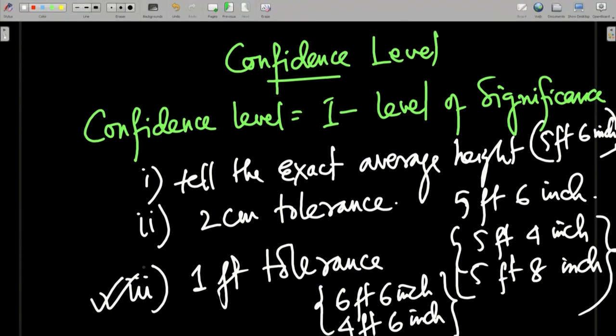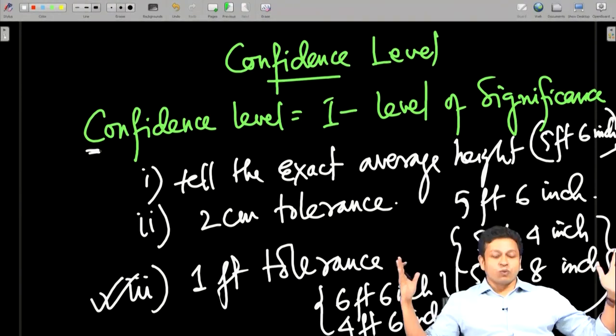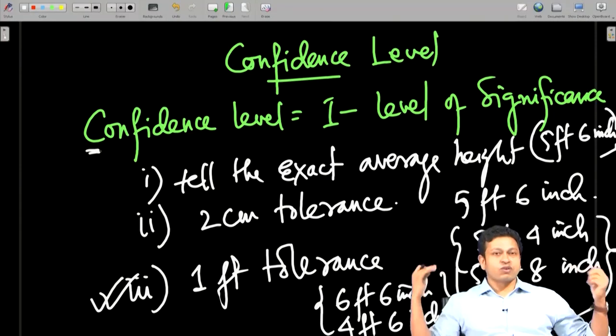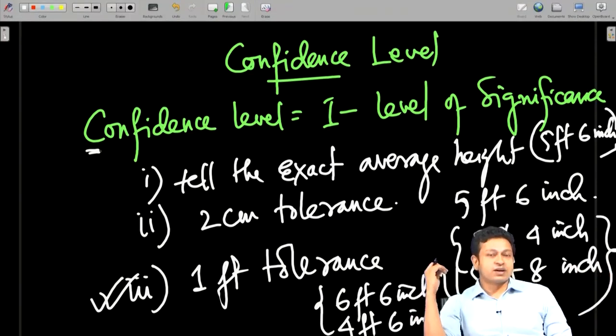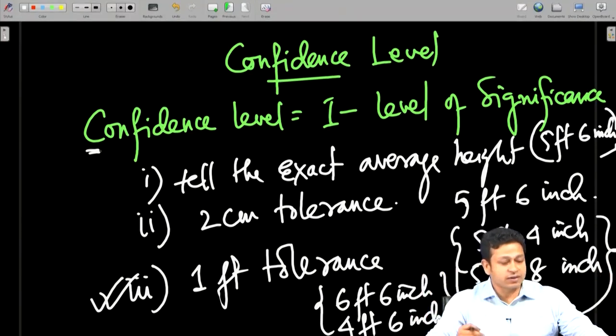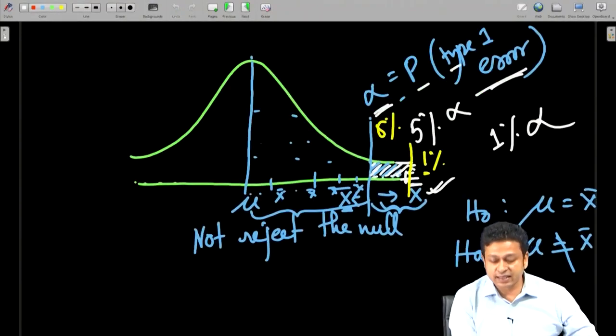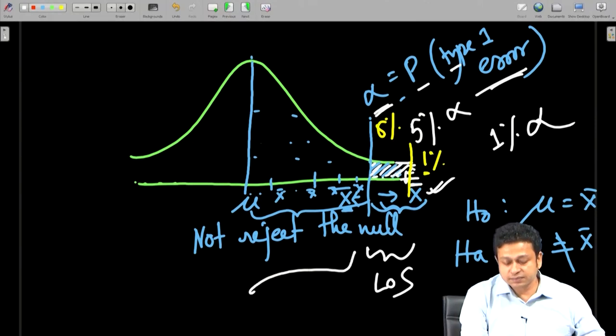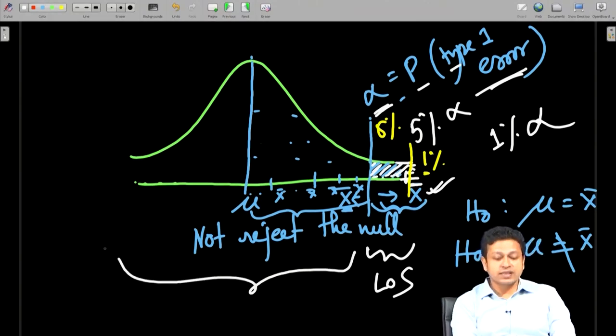You are more confident to play the third game, and that is where the concept of confidence level is coming. So the more you widen your tolerance, the more confidence you have. That is what the confidence level is. If I go back to my previous diagram, here is my level of significance, and this part is my confidence level.